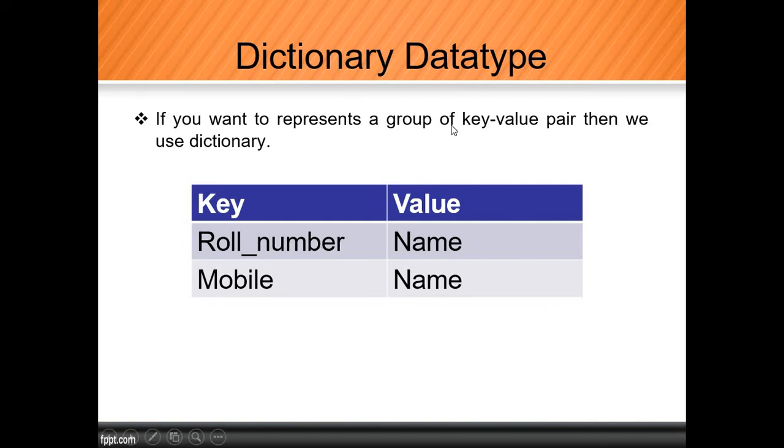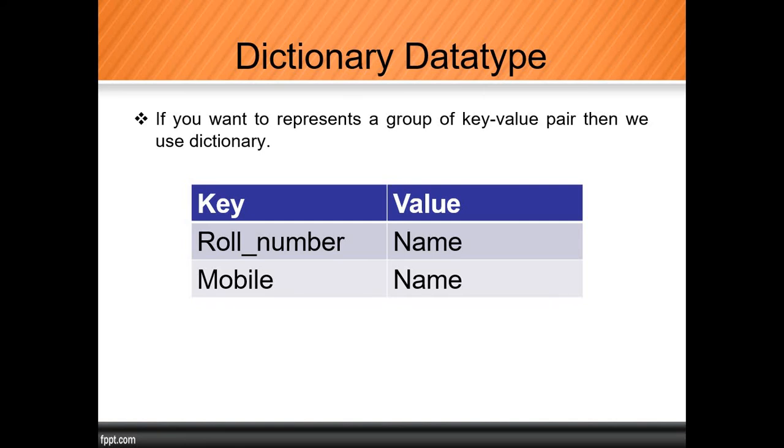If you want to represent a group of values, a group of objects in the form of key value pair, then we will use a dictionary. When we think about the list data type, the tuple data type, the set data type, frozenset, bytes, bytearray, in those cases the group of values are stored, but without the key value pair.